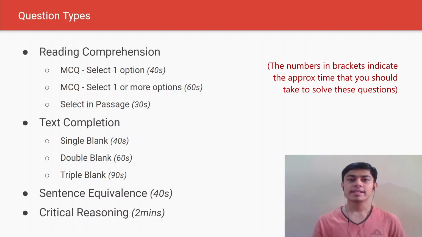Next is the critical reasoning type of question. This is similar to the reading comprehension but a smaller version of it. You will have a dense passage which consists of just 4 to 5 lines and you will have to answer the question at the end of the passage. This is a fairly easy type of question and with practice you can definitely get all of them correct.